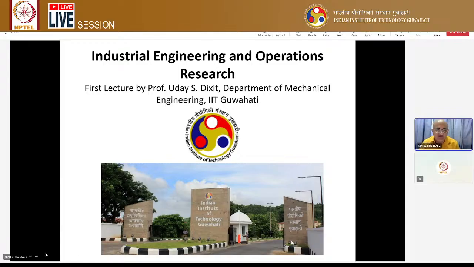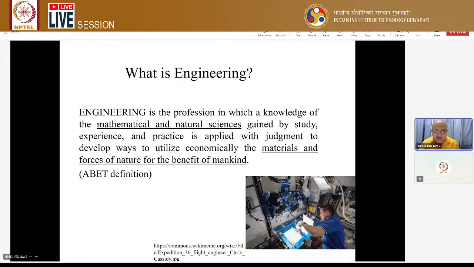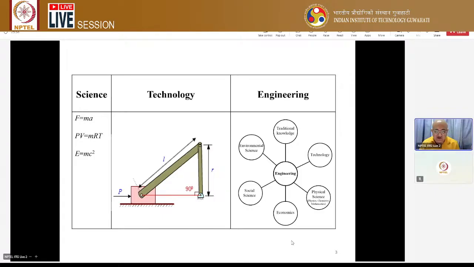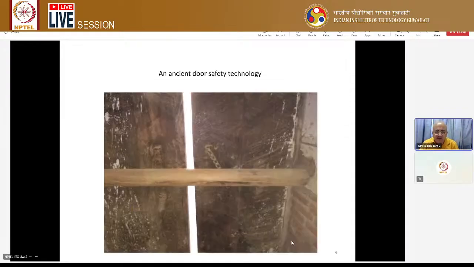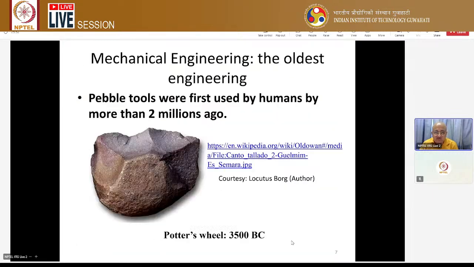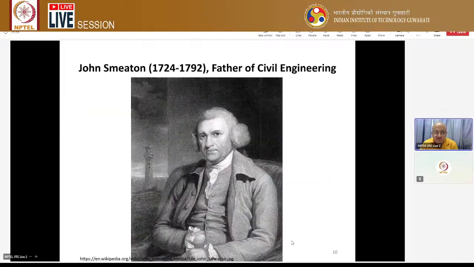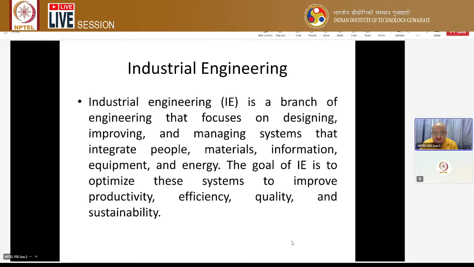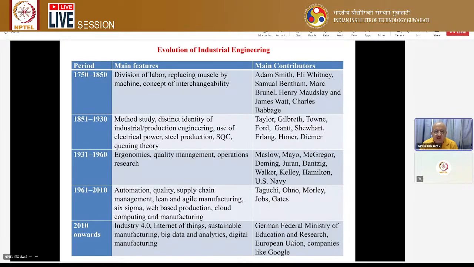many things. Like about industrial engineering and operations research. So in the first 30 lectures, we talked about industrial engineering. We talked about basically engineering, what the definition of engineering is, and how engineering differs from science and technology. And then after that, we told about mechanical engineering, electrical engineering, and also industrial engineering. Then we also talked about how industrial engineering evolved.